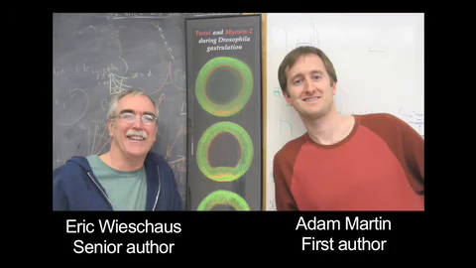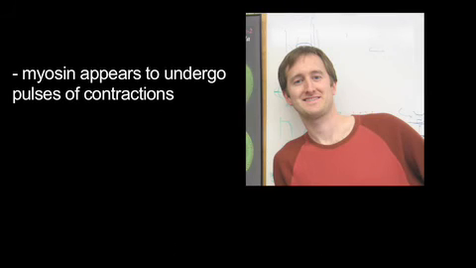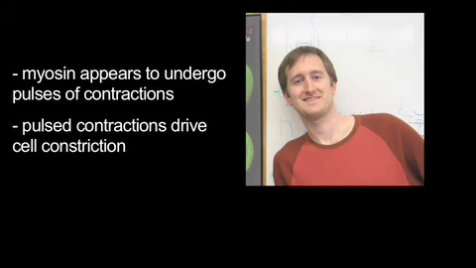In 2009, Adam Martin, a postdoc in Eric Wieschaus's lab at Princeton University, looked into the mechanism of this morphogenetic movement. What we found was that the myosin appeared to be undergoing these pulses of contractions, and it constricted these cells in this ratchet-like manner. The focus of that paper, and the focus that I had up to that point, was really looking at the mechanism of constriction in an individual cell.